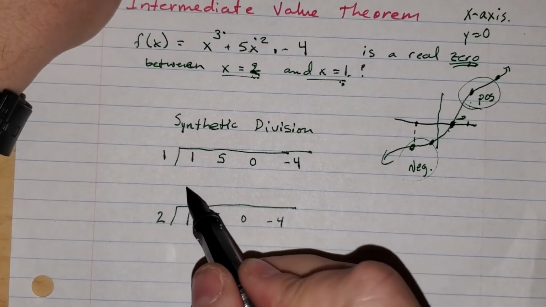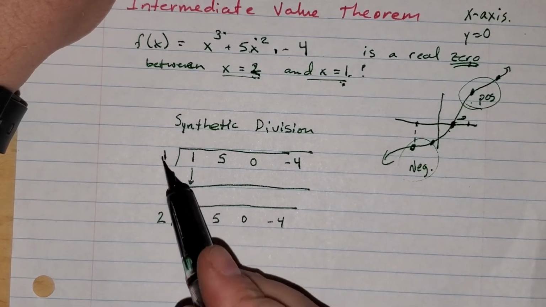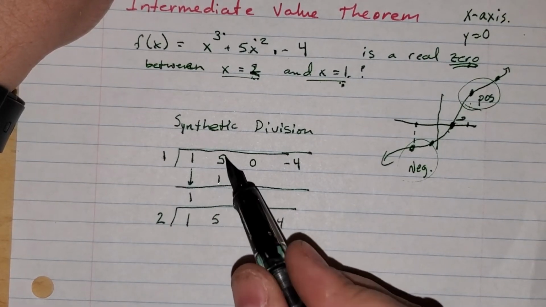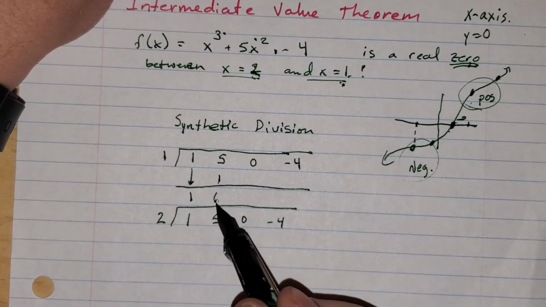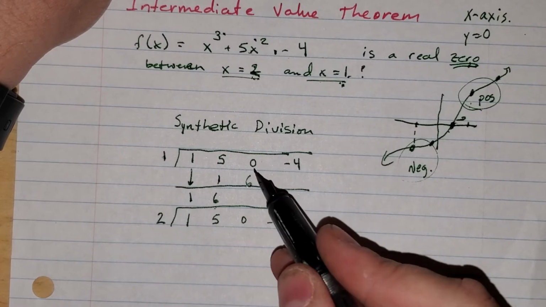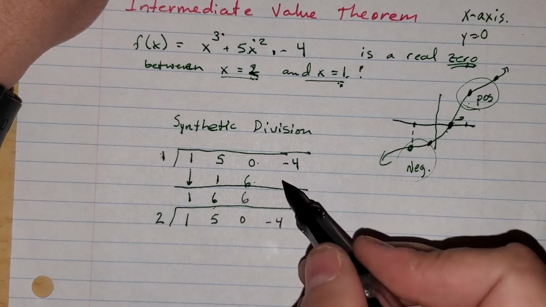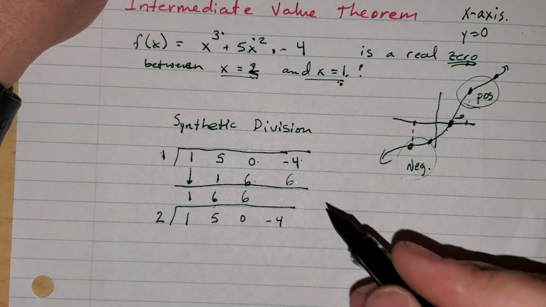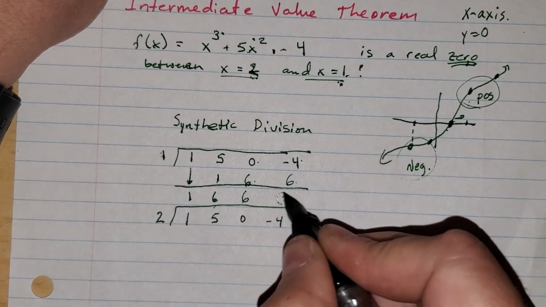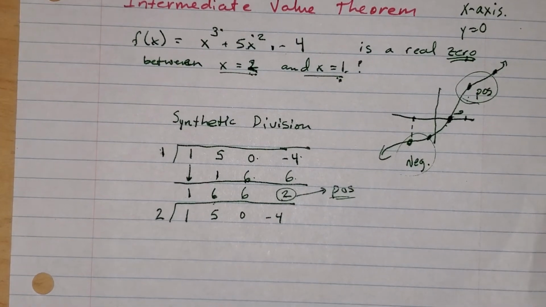So here goes. Synthetic division, all we do is copy the first one, and then multiply. 1 times 1 is 1, and then add. 5 and 1 makes 6. 1 times 6, 6. 0 plus 6, 6. 1 times 6, 6. Negative 4 plus 6, 2. I don't actually care what the number is. All you really care about is the first 0 was positive.